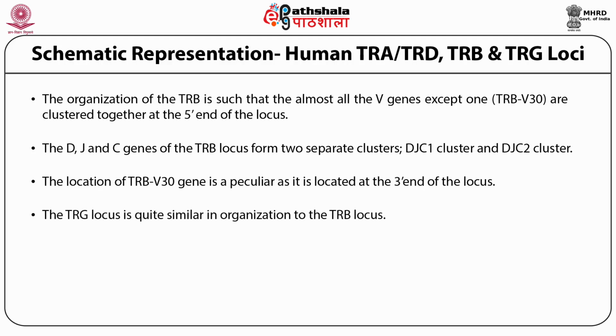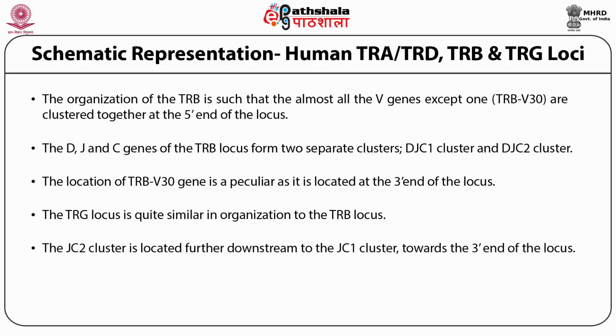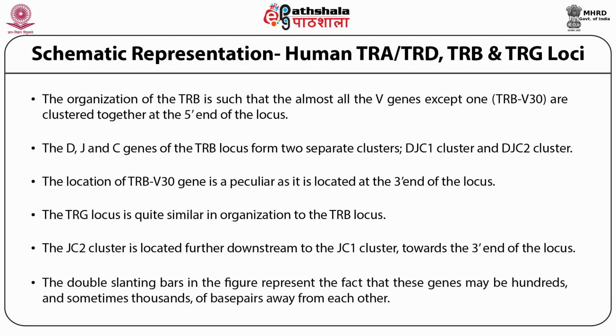The TRG locus is quite similar in organization to the TRB locus. All the V genes at this locus are located at the 5' end. This is followed by the JC1 cluster. The JC2 cluster is located further downstream to the JC1 cluster towards the 3' end of the locus. The double slanting bars in the figure represent the fact that these genes may be hundreds and sometimes thousands of base pairs away from each other.